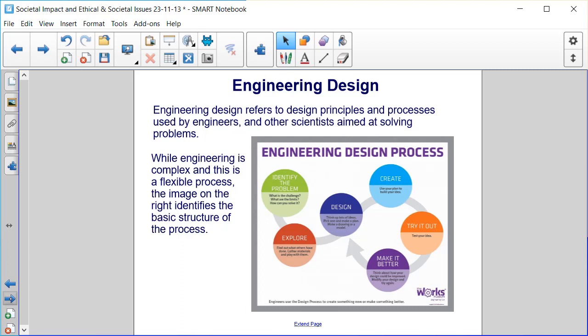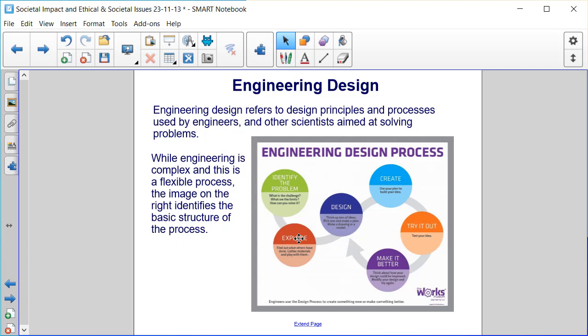While engineering is complex and this is a flexible process, the image on the right identifies the basic structure of the process. So we identify the problem. What is the challenge? What are the limits? How can you solve it? Then we explore. So find out what others have done, gather materials and play with them.